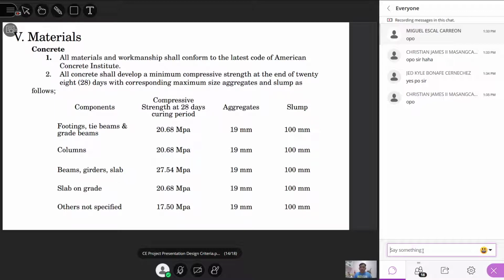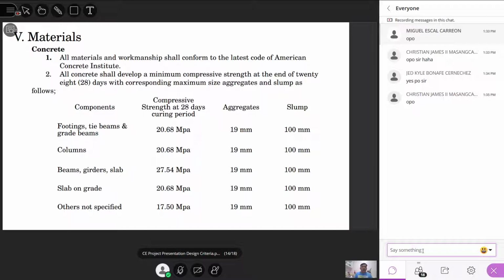And then, materials. Okay? Under materials, part of our structural analysis is to define the materials that we are going to use and its conformity. Kagaya dito nakalagay yung footings natin, it should be 21 megapascal or 20.68 megapascal, pati aggregates and including the slump requirement. Okay, at 28 days and its conformance. So nakalagay lahat yan, footing, tie beams, grade beams. And then for columns, we use 20.68 megapascal. For beams and girders, we use 27.54. Slab on grade, that is 20.68. Others that is specified, 17.5 megapascal.